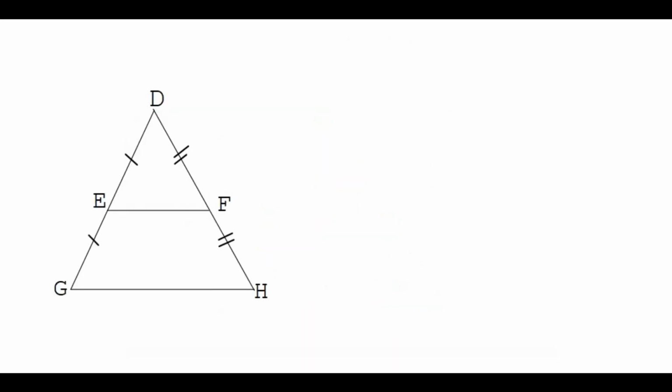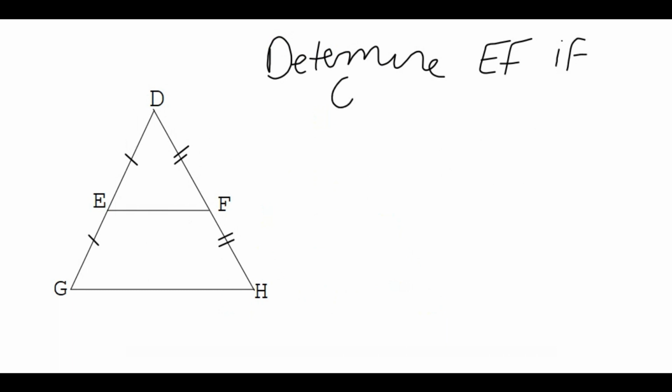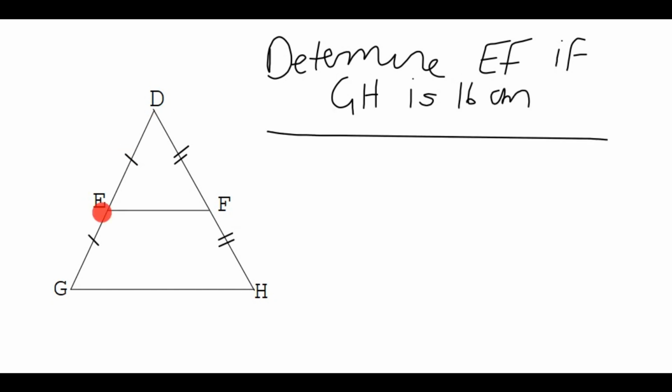Right. Let's look at an example. Let's say in this example, they ask us to determine EF if GH is 16 centimeters. So that's the question. Let's go to this triangle. You can see that DE is equal to EG, DF is equal to FH. So in this triangle, you can already see the midpoint. You can use the midpoint theorem here. The requirements are met.